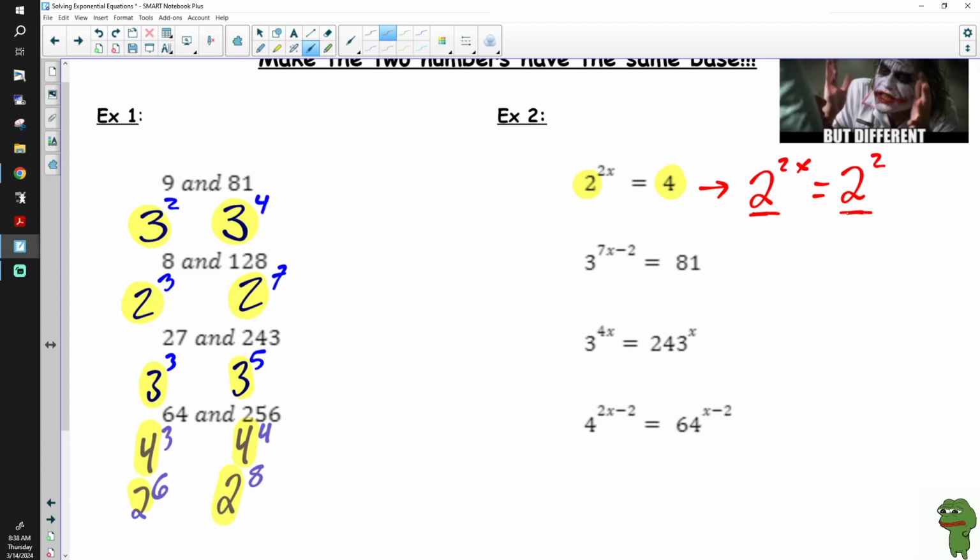Okay, so for the next three, your goal is to rewrite the equation so that the bases are the same on both sides. Rewrite both sides so that the bases are the same. These can't be solved until our bases are the same. Same base.